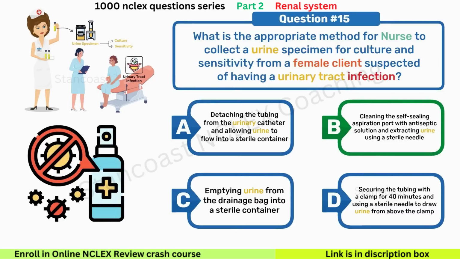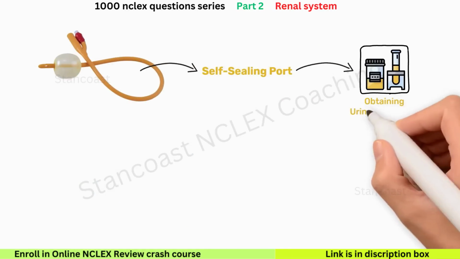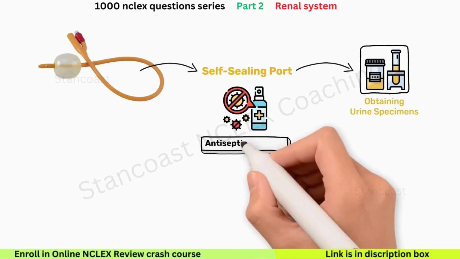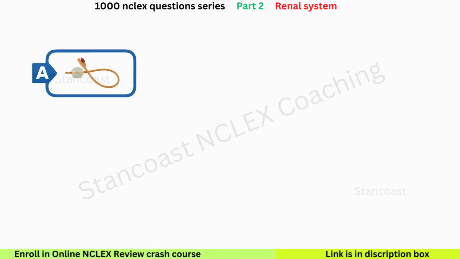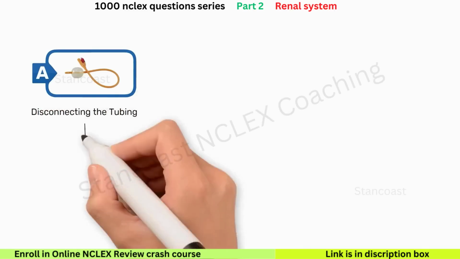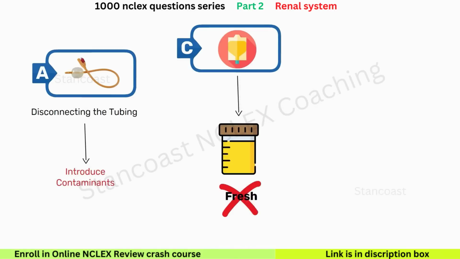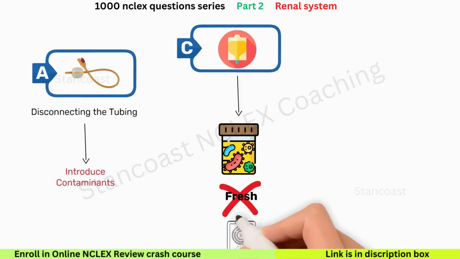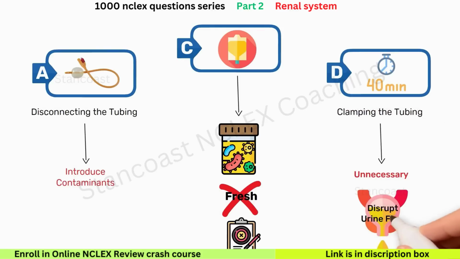Cleaning the self-sealing aspiration port with antiseptic solution and extracting urine using a sterile needle. Most catheters feature a self-sealing port designed for obtaining urine specimens. Cleaning this port with antiseptic solution helps minimize the risk of introducing microorganisms. Option A involves disconnecting the tube, which could introduce contaminants. Option C may yield urine that is not fresh and may contain bacteria, leading to inaccurate results. Option D suggests clamping the tube, which is unnecessary and may disrupt urine flow.